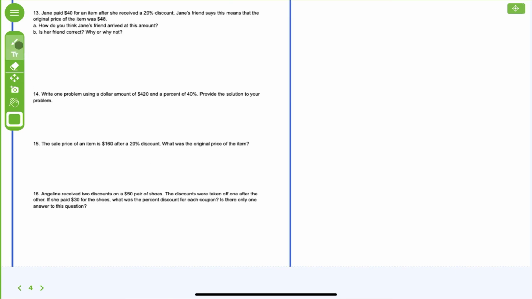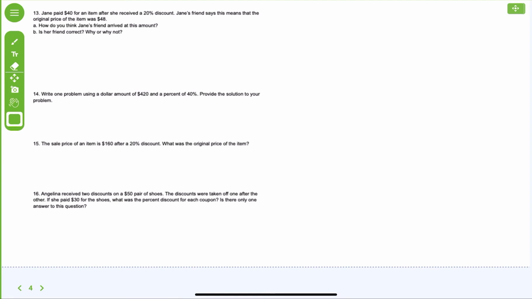Okay, here we go. 13 says Jane paid $40 for an item after she received a 20% discount. Jane's friend says that this means that the original price of the item was $48. How do you think Jane's friend arrived at this amount? Well, she added $8 to it, right? So what do you think she came up with the $8?